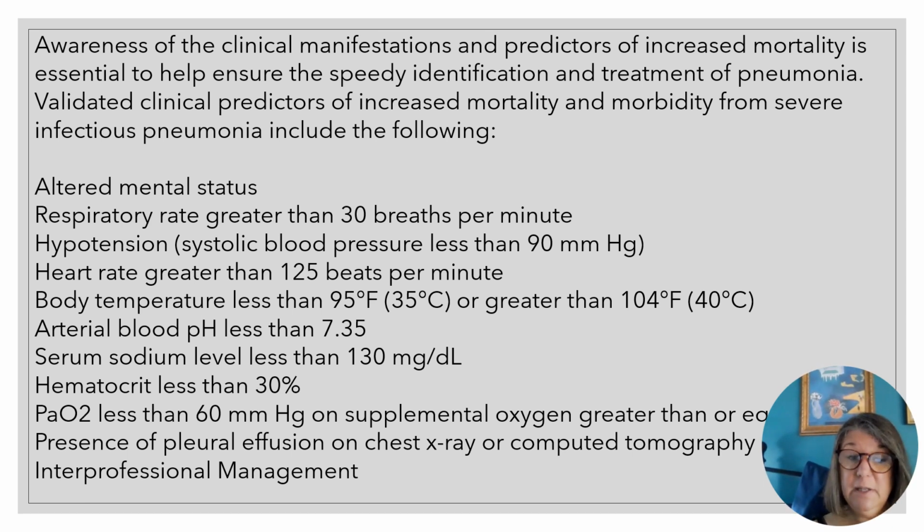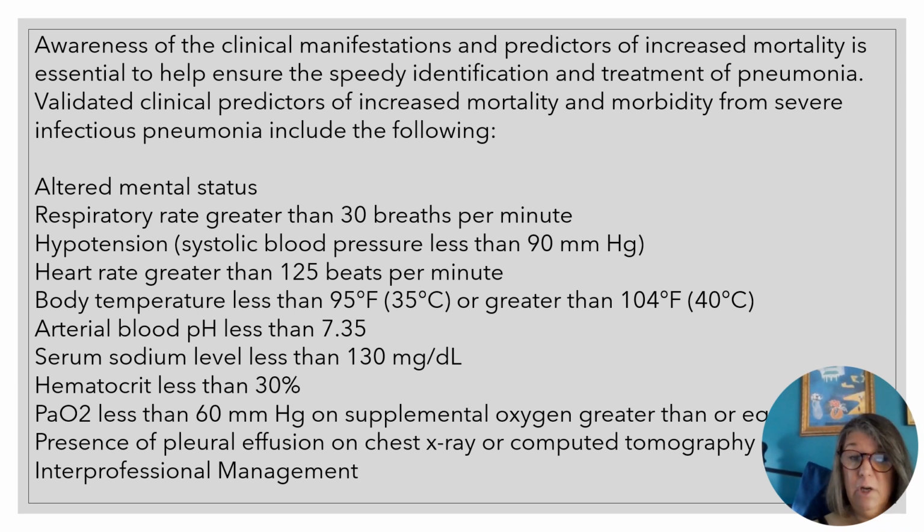Let's see. So altered mental status. I'm running through these again. Altered mental status. That's a sign or symptom of hypoxia. Respiratory rate greater than 30. My body is fighting to breathe. Hypotension. Systolic less than 90. That is an unstable person.